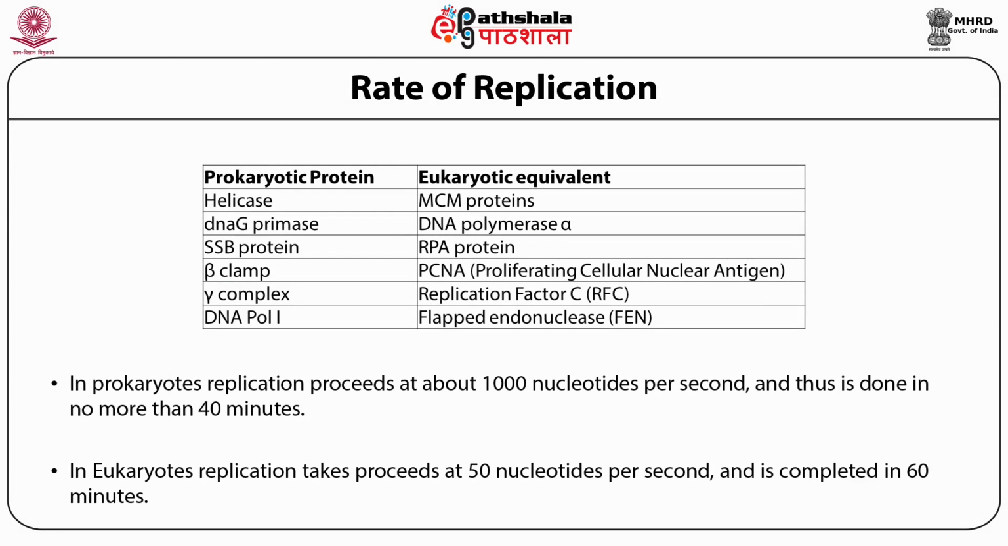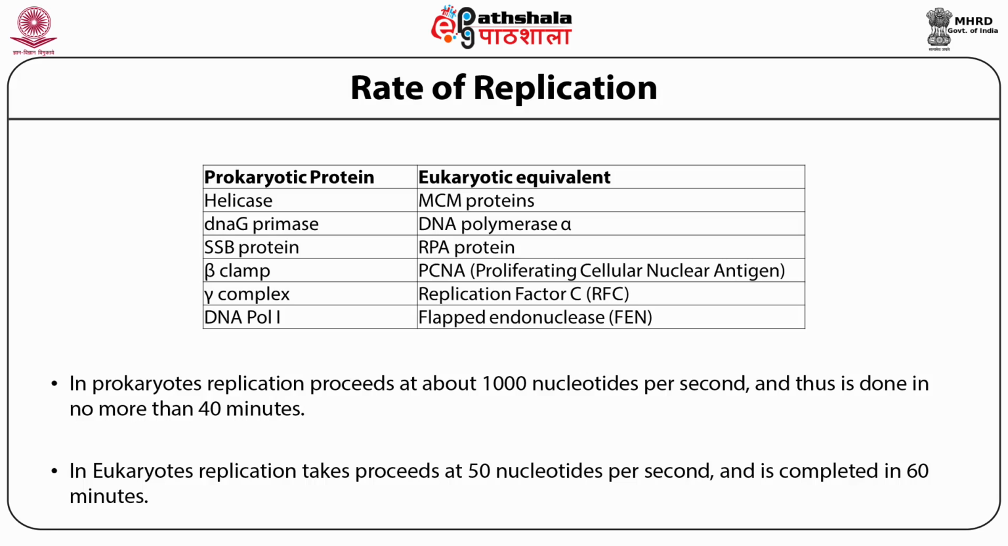So what is the difference between replication in prokaryotes and eukaryotes? The proteins are slightly different. For example, helicase is replaced by MCM proteins in eukaryotes. The primase is replaced by DNA polymerase alpha in eukaryotes. In prokaryotes, it is the SSB proteins, which are the RPA proteins, the replication protein A, in eukaryotes. The beta clamp's function is taken over by the PCNA, or proliferating cell nuclear antigen, in eukaryotes. The gamma complex, or the clamp loading complex, has its work done by the RFC, replication factor C, in eukaryotes.